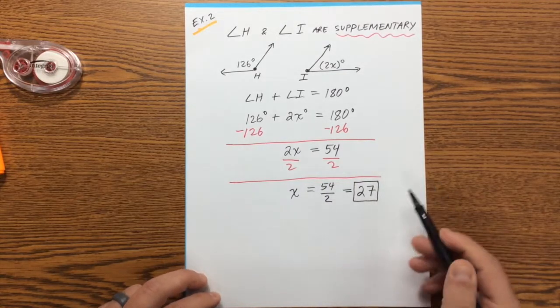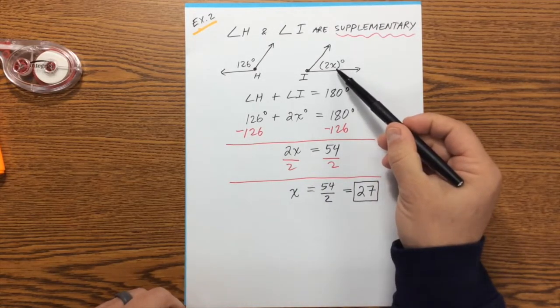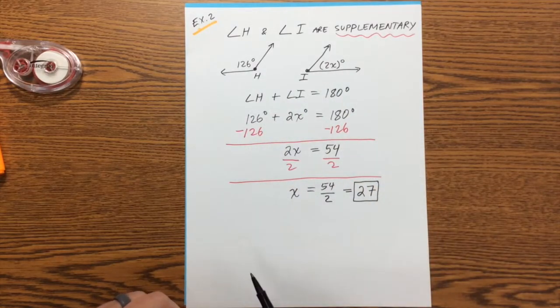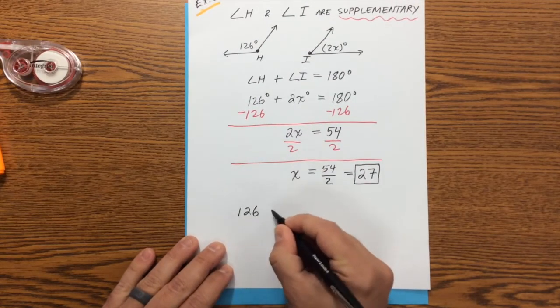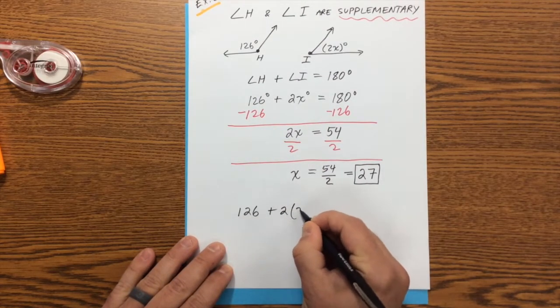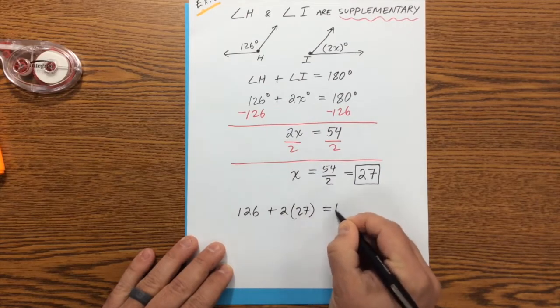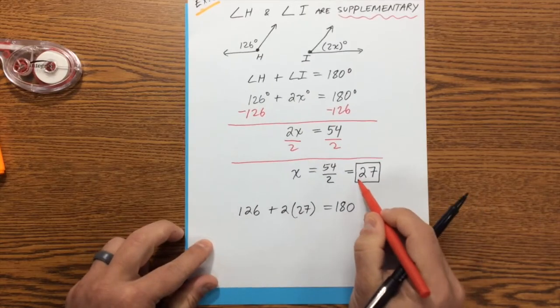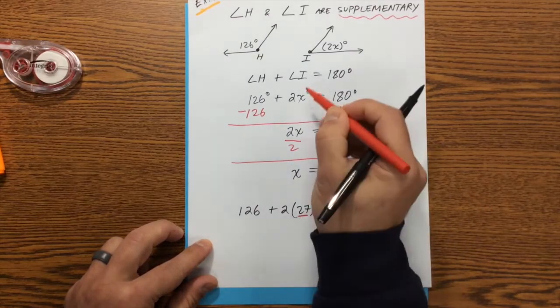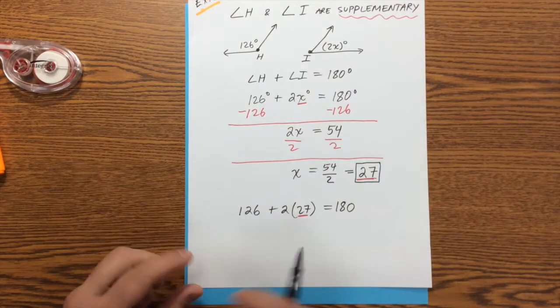Okay, now we could figure this out. We could plug it back in here and do the math, and you'll find that it does, in fact, equal. Well, let's go ahead and do it. So we know 126 plus 2 times 27 equals 180. Let's just check our work. Okay, what I'm doing is I'm taking this and plugging it back into this original equation.